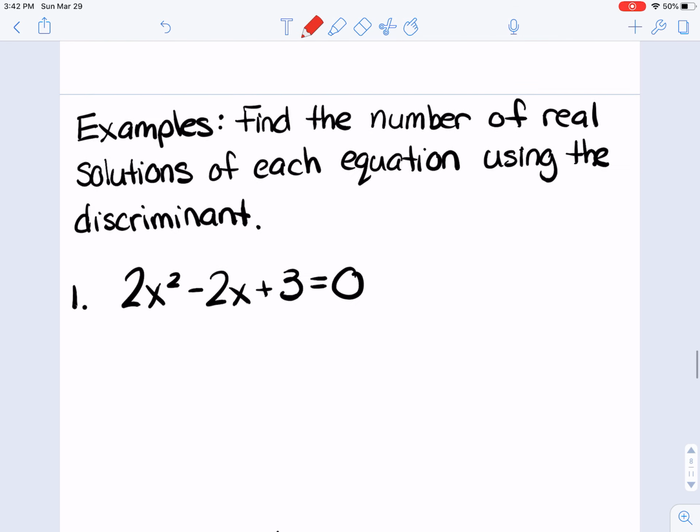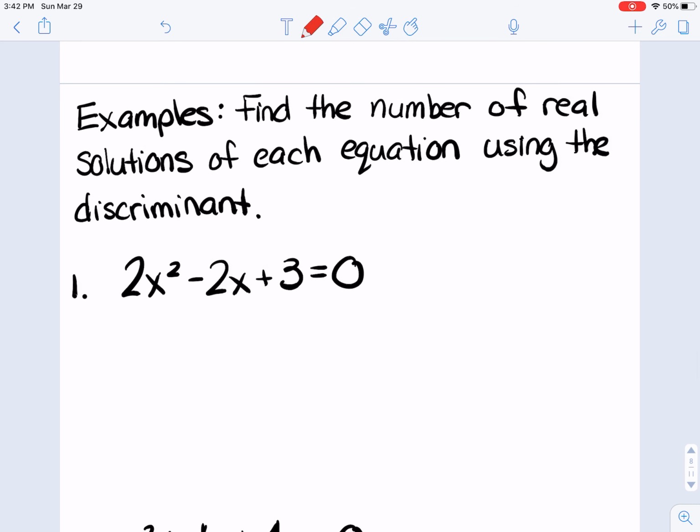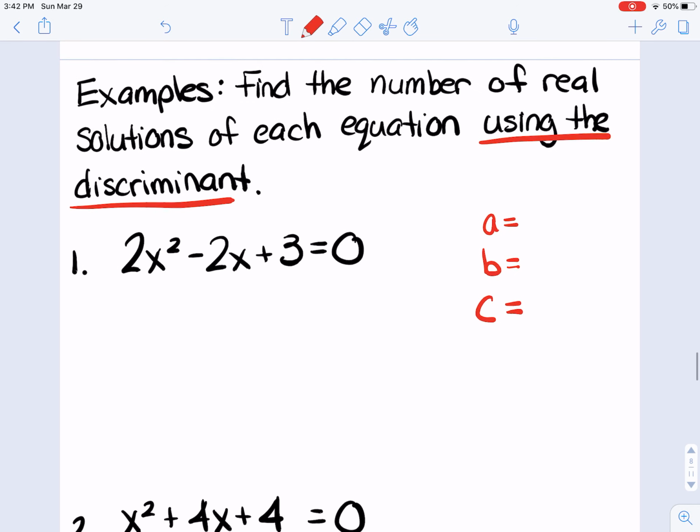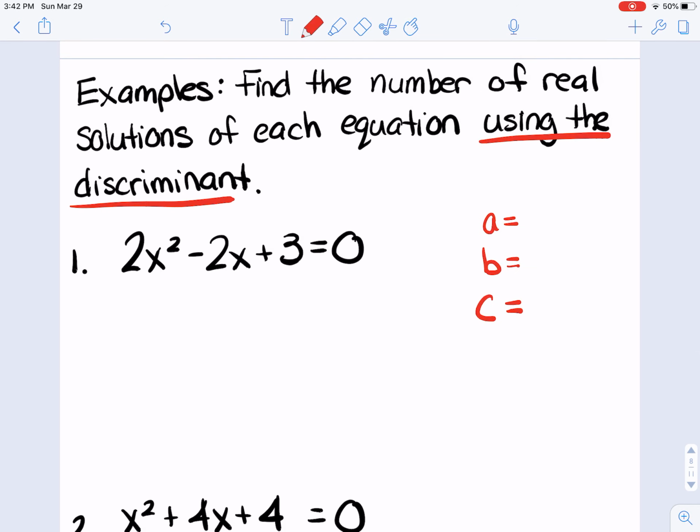So let's do a couple of these examples. Directions will actually give you the heads up that you're going to be using the discriminant when they say find how many answers using the discriminant. So again, you're going to split this up and find out your a value, your b value, and your c value. If the equation that's given is not in that standard form, then rearrange it so it does equal 0 before you get your a, b, and c.